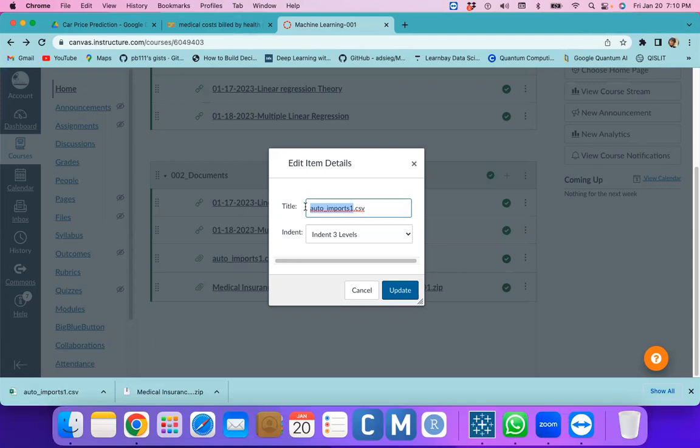Just one second, I would like to modify this file name. When is the deadline? Monday. Thank you.